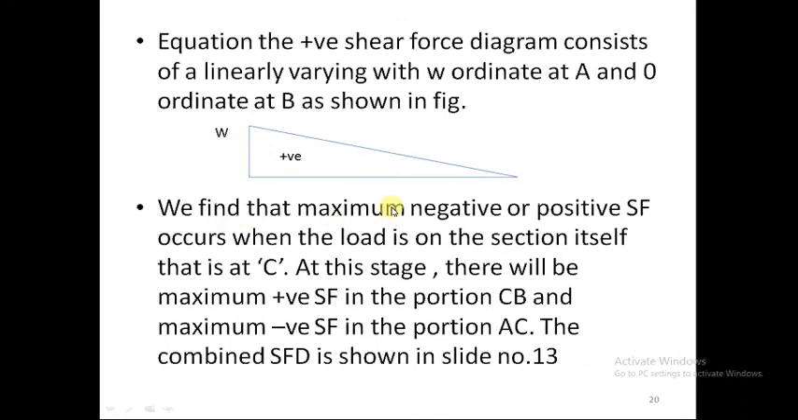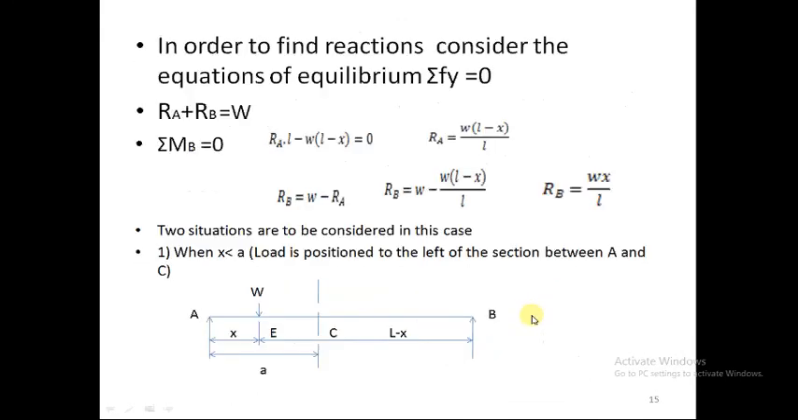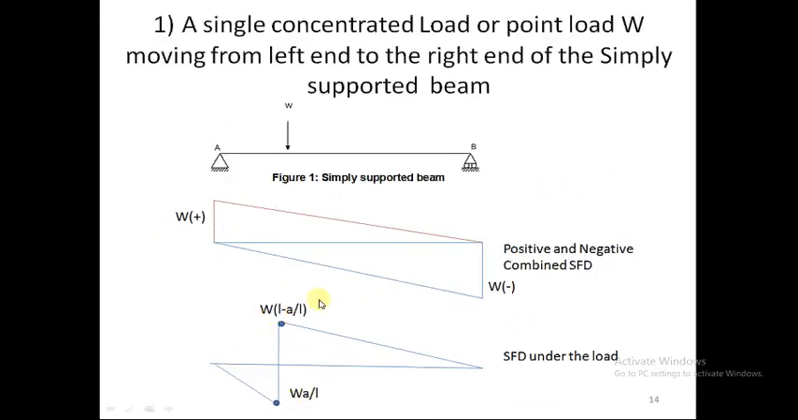So we find that the maximum negative or positive shear force will occur when the load is on the section itself, that is, at C. At this stage there will be maximum positive shear force in the portion C to B, and in portion A to C I will have maximum negative shear force. This combined shear force diagram I have already shown you in the slide 13. You can see in the slide 13 how we are getting the maximum positive and negative shear force diagram.